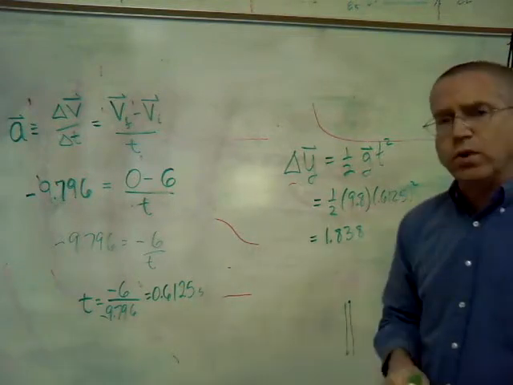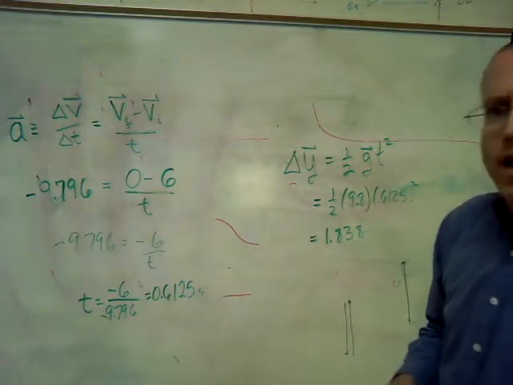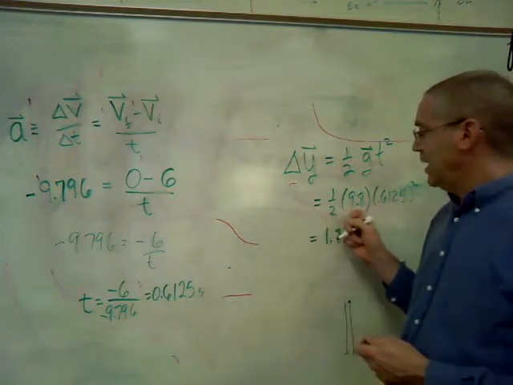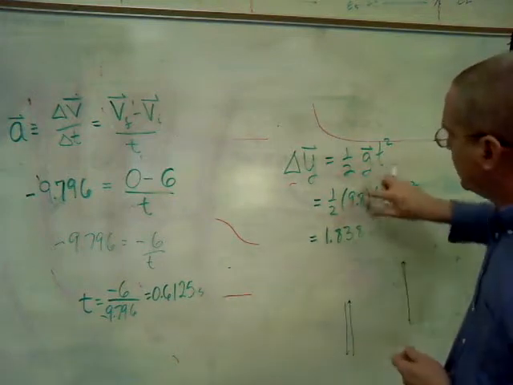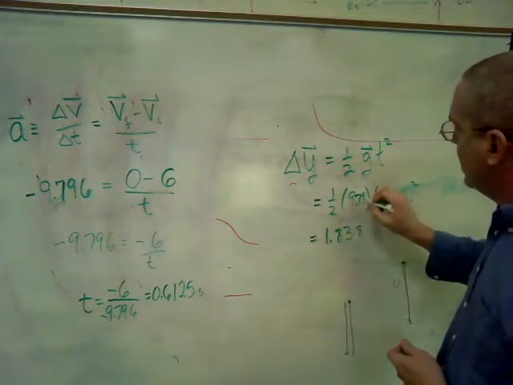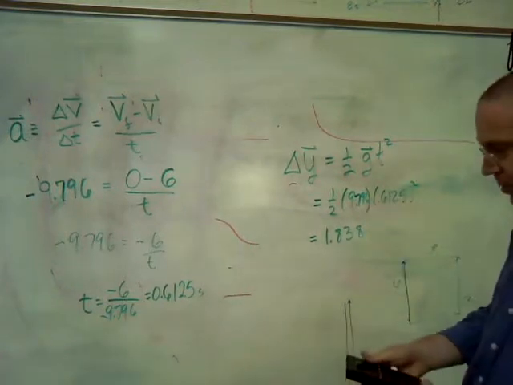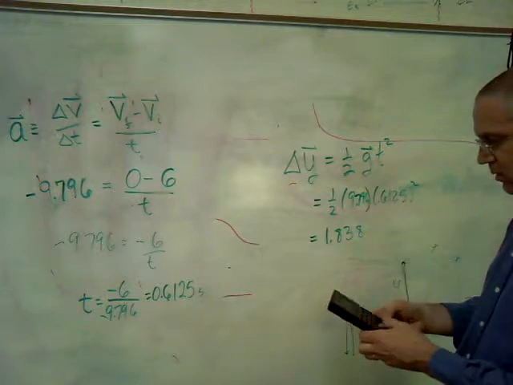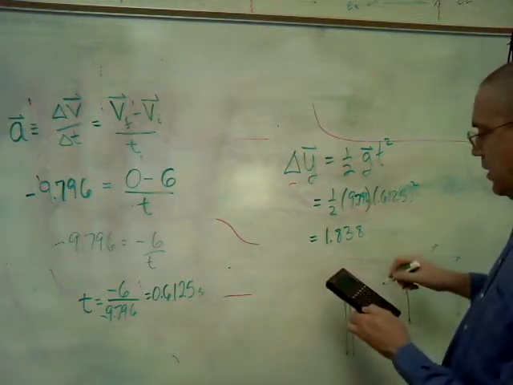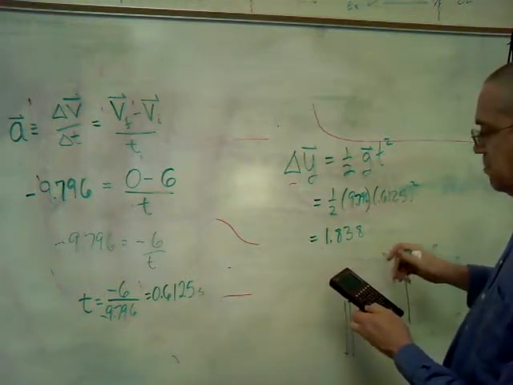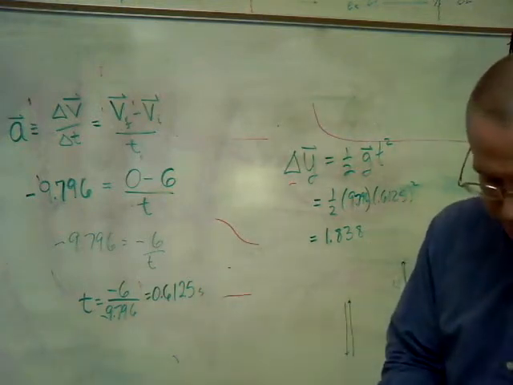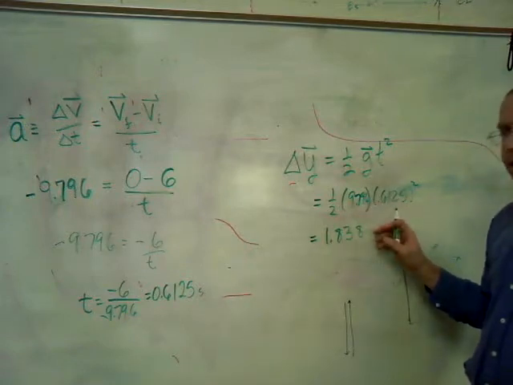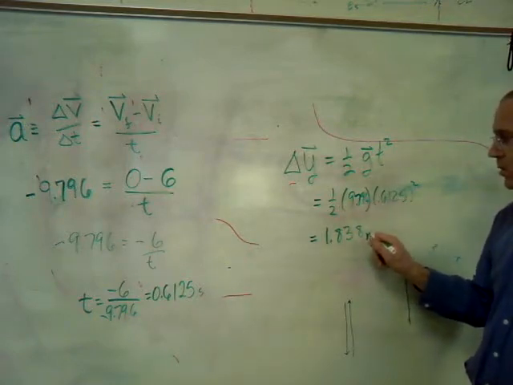1.838. Now the question is, what are the units? Again, I'm sticking with SI units here, and if I'm dealing with SI, again, I've got that's in meters per second squared. So actually that should be 9.796. Let's see how that affects my answer. 9.8 divided by 9.796 times 1.838. Hey, it still works out. Now, that's in meters per second squared. That's in seconds, and therefore this is going to be meters.